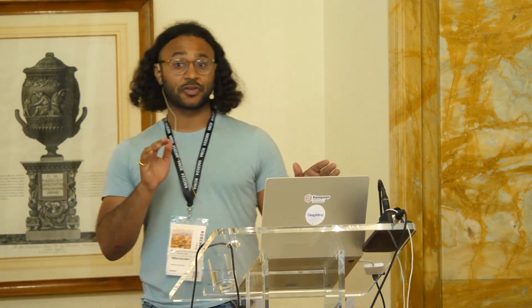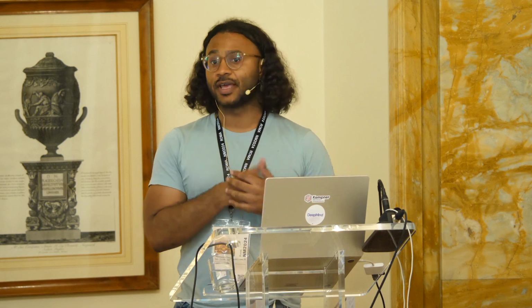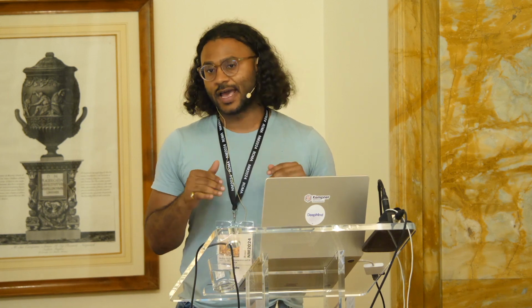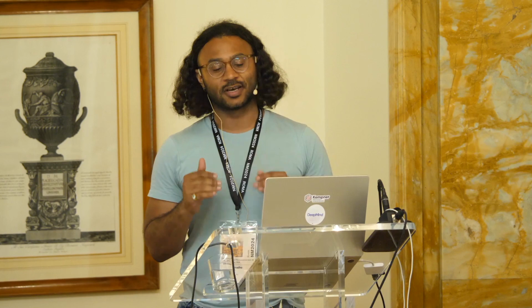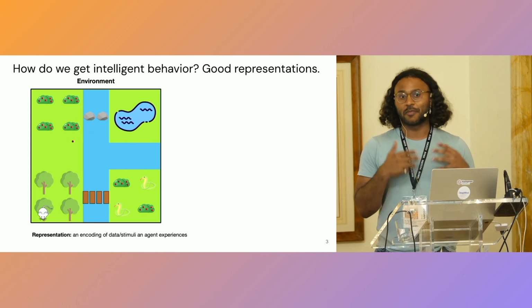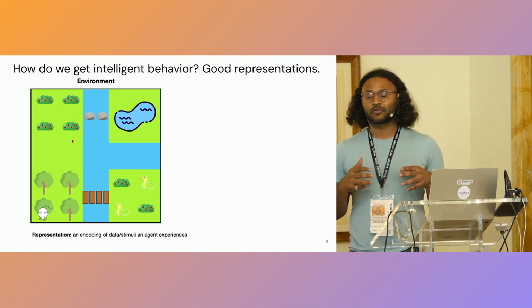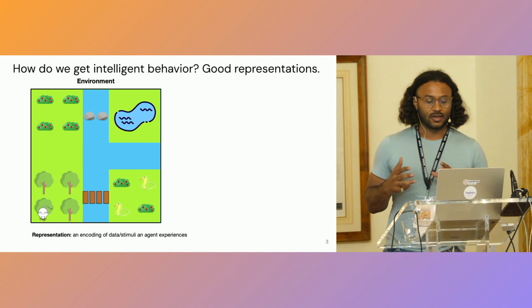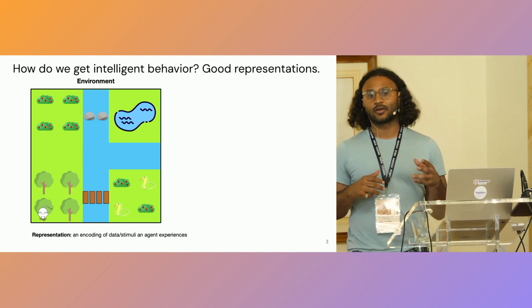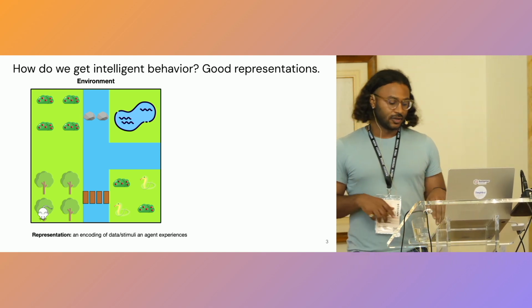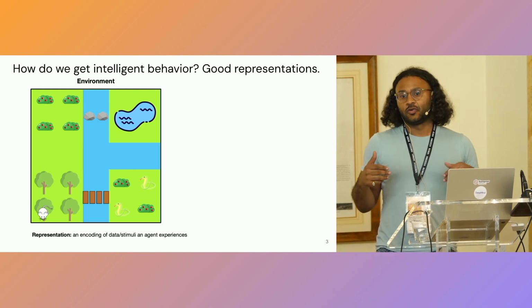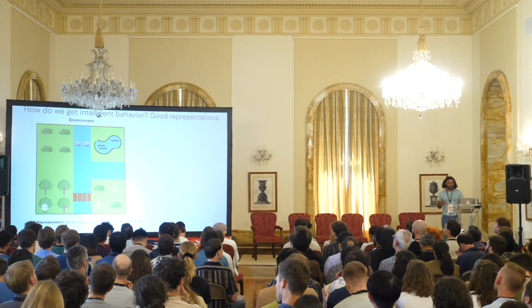So I'm going to start with a question. How do we get intelligent behavior? And I'll give you at least one answer, which I'll focus on, which is good representations. So here is a kind of cartoon of an environment with a mouse in it. And when I use the word representation, I really just mean some encoding of either data or stimuli that that mouse will see. So a natural question is, what makes for a useful representation?